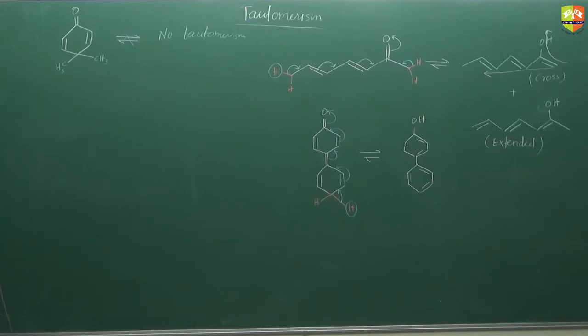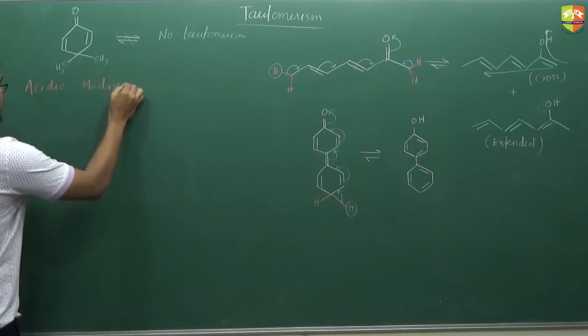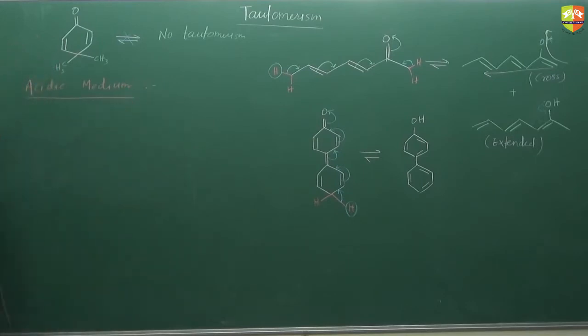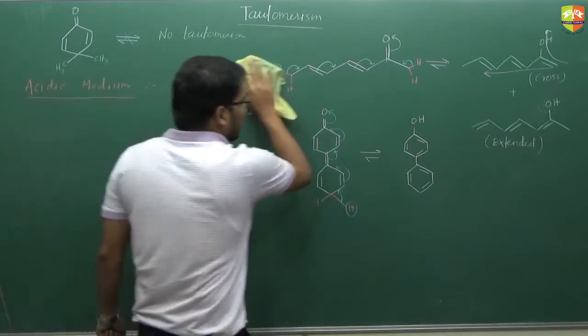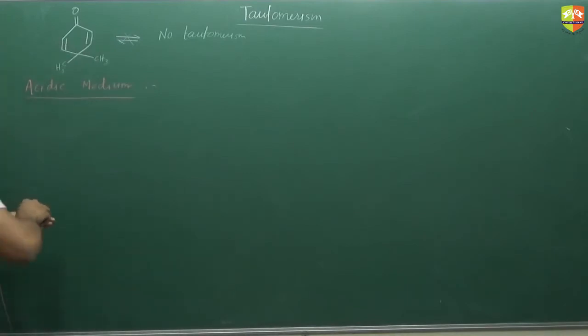Understood, right? Now, we have already discussed how to write down the product, okay? We see the mechanism here in acidic medium, how the reaction goes and what is the major product we get. Tautomerism is possible in both acidic and basic medium, okay? So, acidic medium's mechanism we'll see first. Acidic medium means what? We have H plus.